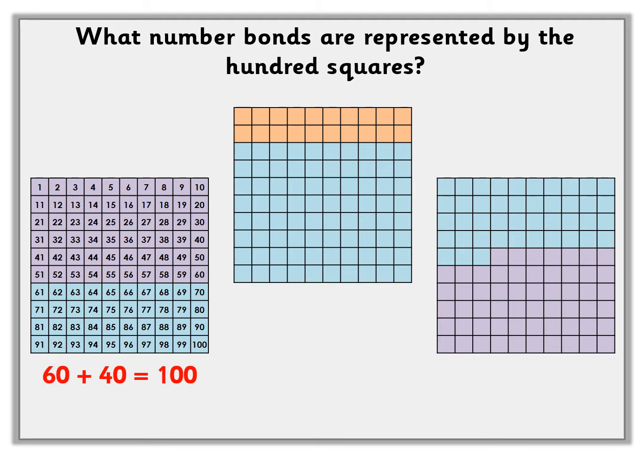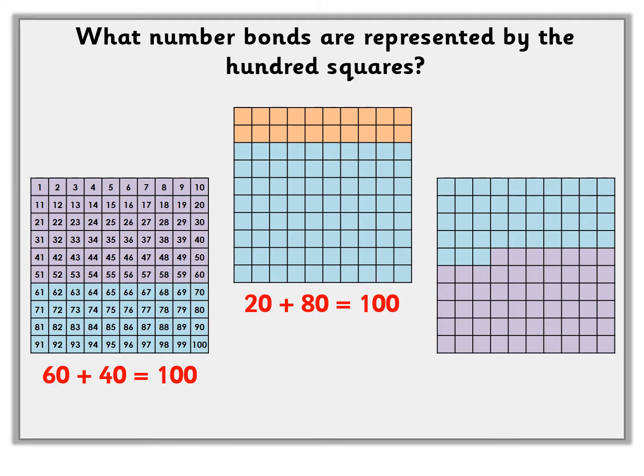This time the numbers are removed, but you can see I've got some in pink and some in blue. How many rows can you see in pink? Yep, there are 2 rows of 10. 2 lots of 10 makes 20. And then we've got 8 rows of blue. So that will be, well done, 80. So 20 add 80 make 100.